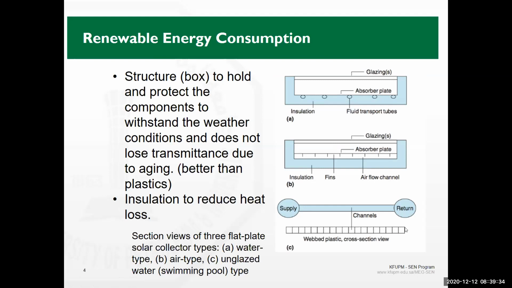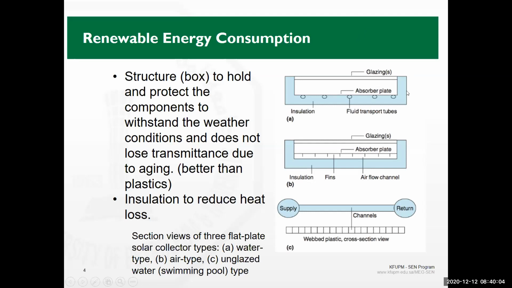Or there is no glass at all and you are heating water, but heating the water here is not coming to very high temperature. This is normally to a moderate temperature, and that's why the unglazed solar collectors are being used for applications like swimming pools. So we have a structure or a box that can hold and protect the components that are inside so that they can withstand the weather conditions and minimize the heat loss.